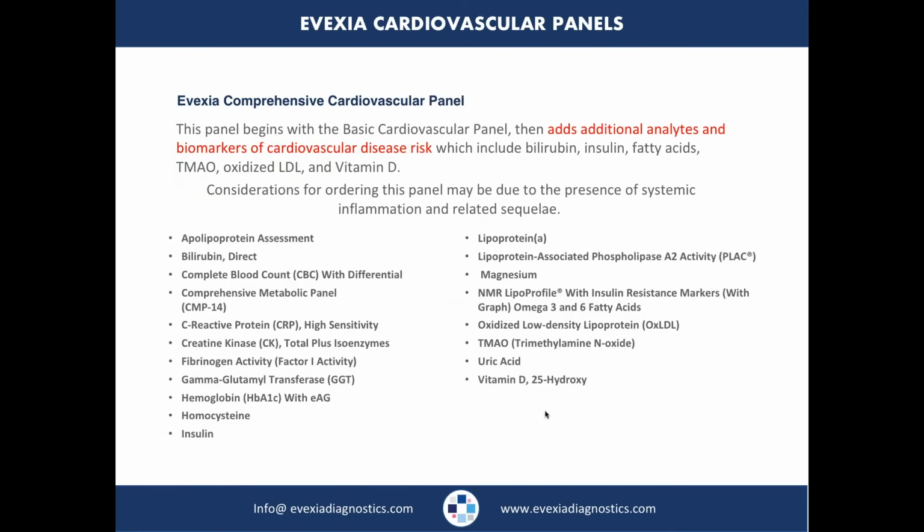The next panel is the Evexia Comprehensive Cardiovascular Panel. That's a little level above the basic. Now, why would you want to order this? If you already believe that there is some systemic inflammation going on with the individual, you want to take advantage of looking at more details and assessing more analytes. On this one, in particular, you'll see the analyte TMAO. I'll be going over that.